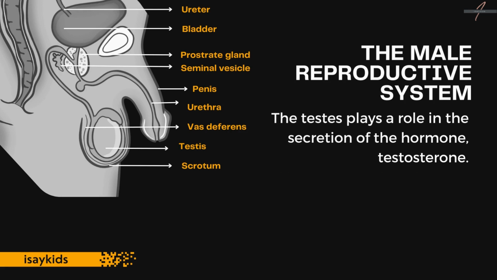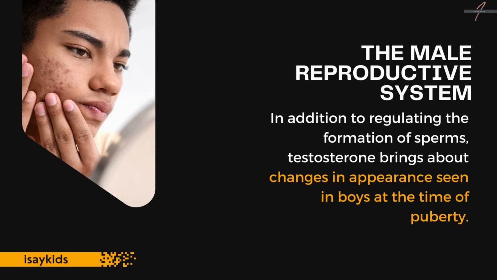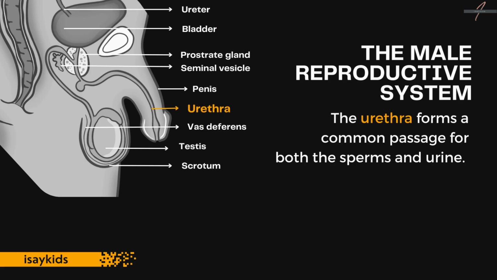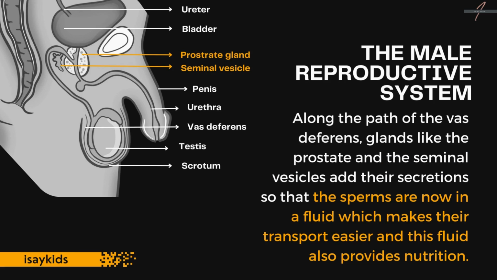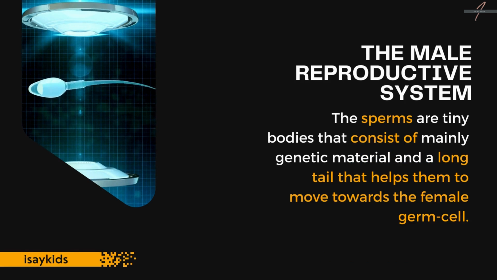The testis plays a role in the secretion of the hormone testosterone. In addition to regulating the formation of sperms, testosterone brings about changes in appearance seen in boys at the time of puberty. Now, the sperms formed are delivered through the vas deferens, which unites with a tube coming from the urinary bladder. The urethra thus forms a common passage for both the sperms and urine. Along the path of the vas deferens, glands like the prostate and the seminal vesicles add their secretions so that the sperms are now in a fluid which makes their transport easier, and this fluid also provides nutrition. The sperms are tiny bodies that consist of mainly genetic material and a long tail that helps them to move toward the female germ cell.